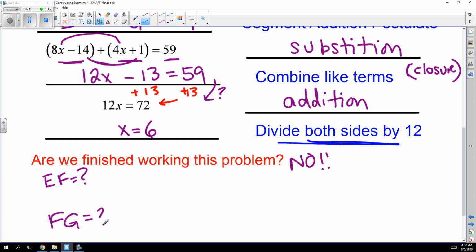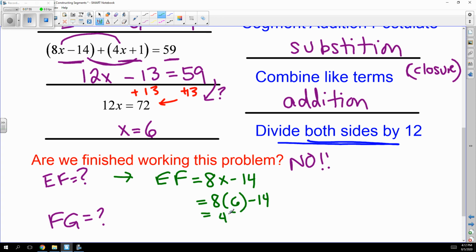Okay. Well, EF was given to us as 8x minus 14. So EF is equal to 8x minus 14, which is 8 times the value you got for x, which was 6, minus 14. So that's 48 minus 14, which is going to be 34, right? So the length of EF is 34. And now let's find the length of FG, which was given to us as 4x plus 1. You can go back and look at the picture again if you can't see it up there.